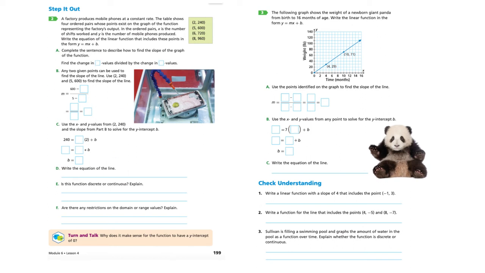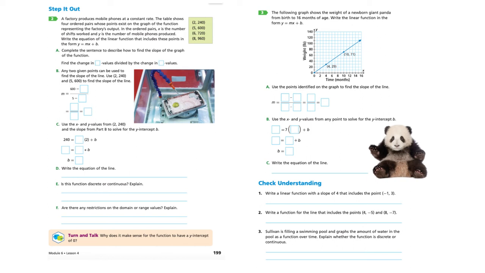So let's look at A, complete the sentence to describe how to find the slope of the graph of the function. Find the change in blank values divided by the change in blank values. So remember, rise over run, the ratio of the change in y to the change in x, that can help you to find the fill in the blanks there.